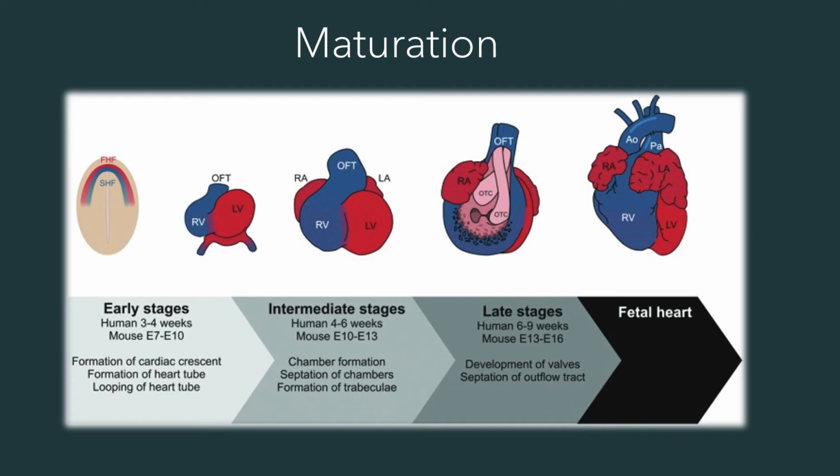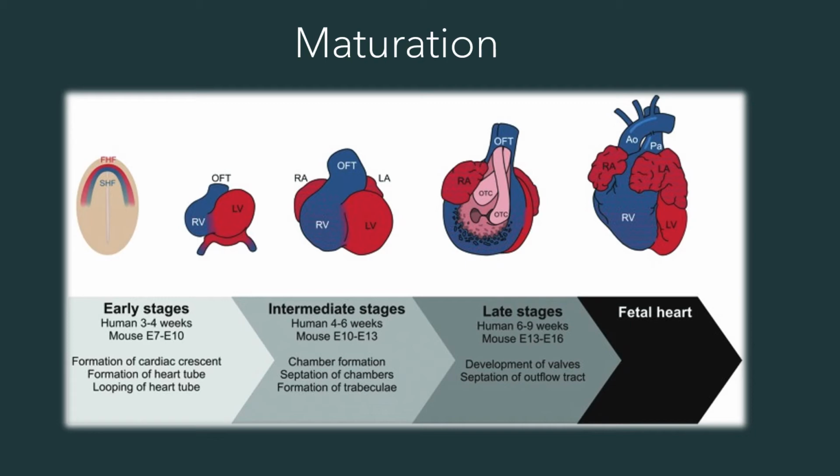At the end of the 7th week, tissue from remnants of the bulbous cordis and tissue from the endocardial cushions grow into the ventricular foramen, closing it as they merge with the muscular ventricular septum. The tricuspid and mitral valves form from specialized tissue surrounding the two atrioventricular openings.